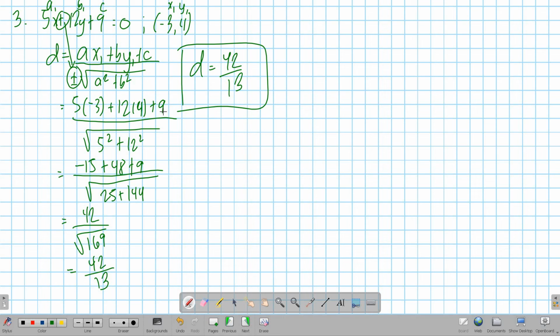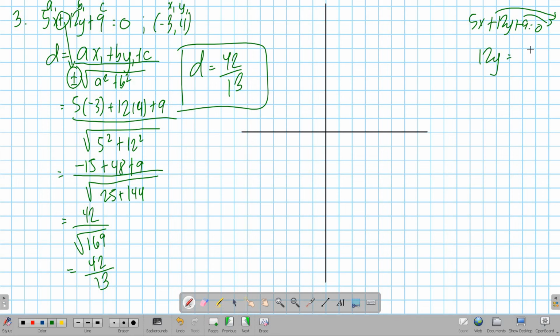what this line and point look like so we can see why it is positive. So let's sketch first the Cartesian plane. So first, let's sketch the graph of 5x plus 12y plus 9 equals 0. To do so, let's write that in slope-intercept form. That might be the easiest one. So 5x plus 12y plus 9 equals 0. If you want to write that in slope-intercept form, transpose. We're going to have 12y is equal to -5x minus 9. It looks like we'll have fractions here.